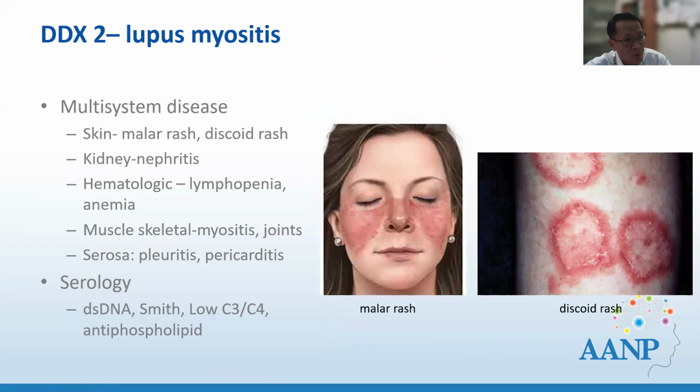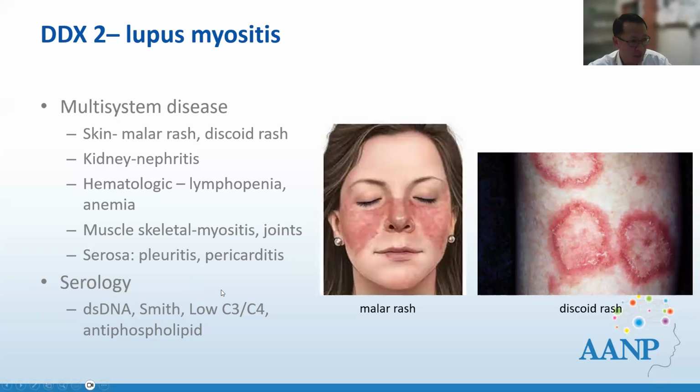And going on to lupus myositis. So lupus myositis is another systemic disease that can involve muscle. They're characterized by this malar rash and discoid rash that's quite different from dermatomyositis type rash. And clinically, they're quite different. They can have kidney involvement. They typically have lymphopenia or anemia, and they can have this pleuritis and pericarditis rather than interstitial lung disease.